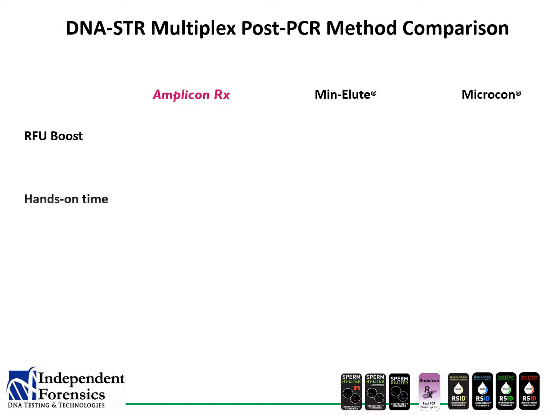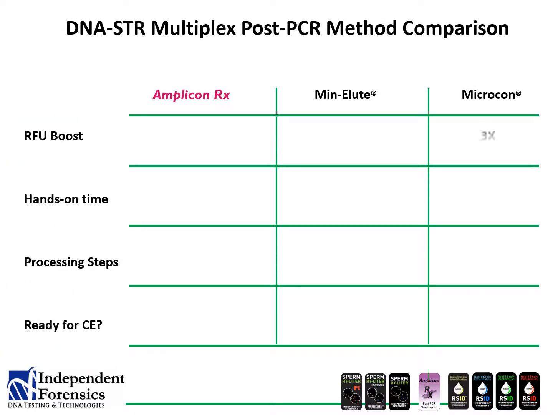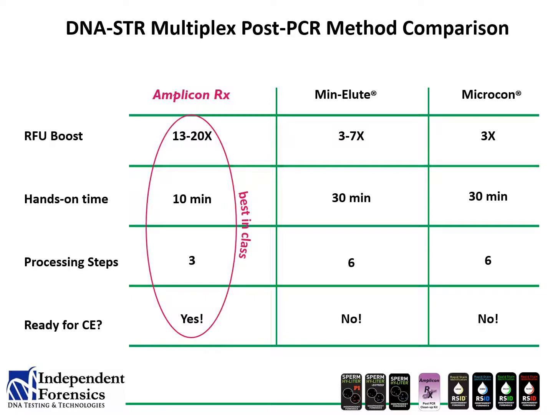I can compare the 3 methods that I'm aware of for post-PCR amplification. That is, I'm going to compare Amplicon Rx to the MinElute or to Microcon. Amplicon Rx gives the largest RFU boost of any of the commercial methods. It has the shortest hands-on time and the least number of steps. In addition, after Amplicon Rx, the sample is directly ready for capillary electrophoresis with no further manipulation. It's obviously the most efficient method of the 3 commercially available methods.